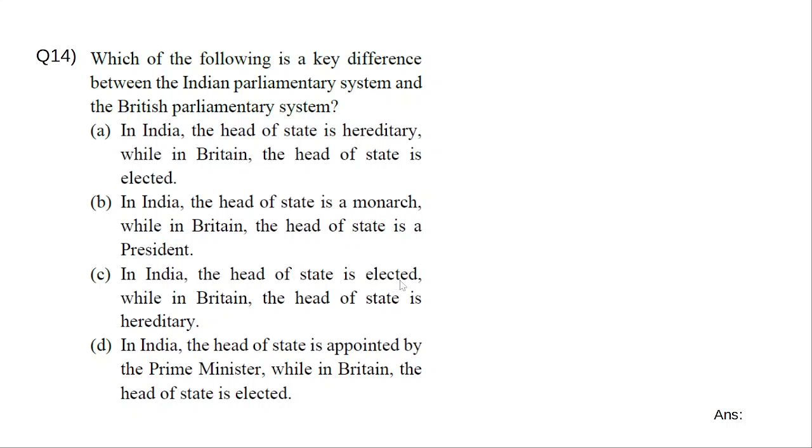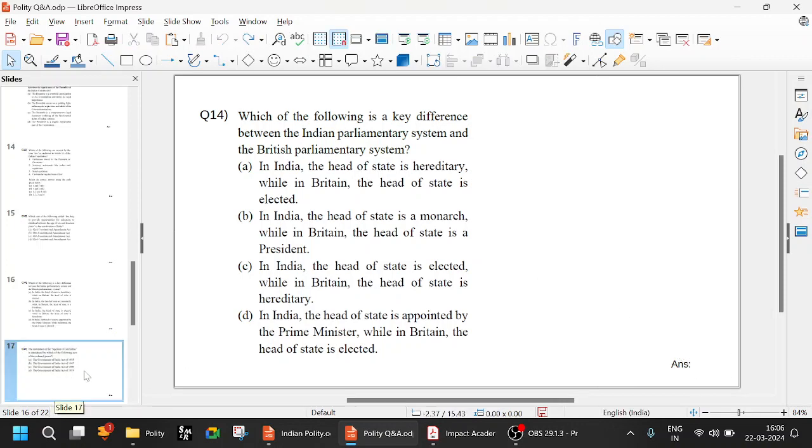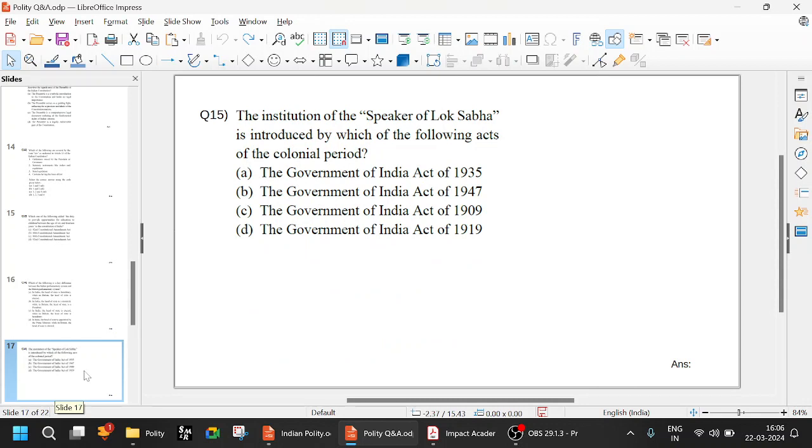In India, the head of the state is elected, which is correct. We are talking about the president. While in Britain, the head of the state, the queen or the king, is hereditary. "The head of state is appointed by the prime minister" is wrong. So C is the obvious answer. So C is the answer. Simple question. Now let us look at the last question for today.